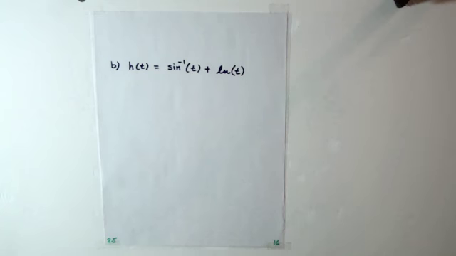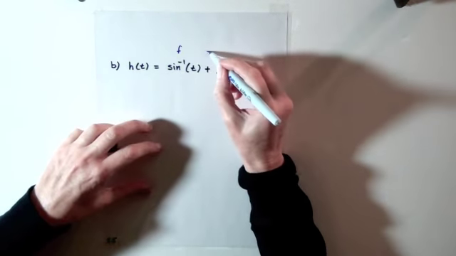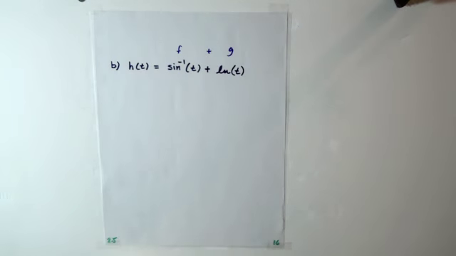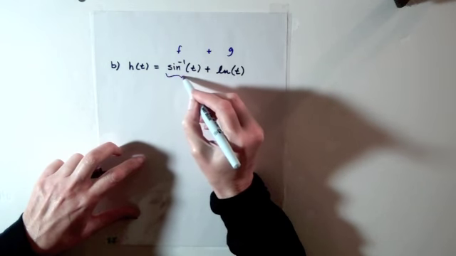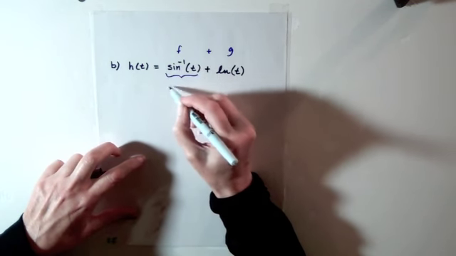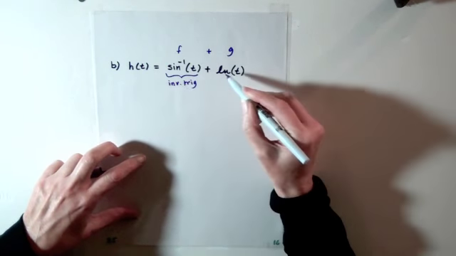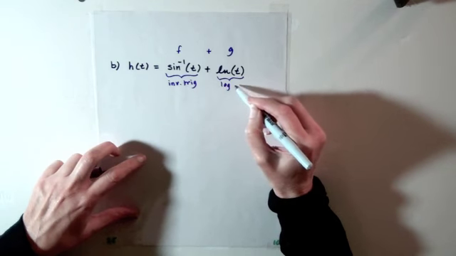And so here I really have the sum of two functions. So I have some function f plus some function g. And I'm asked to determine where f plus g is continuous, the values of t that make that continuous. And each of these functions, f and g individually, are of a type that we've talked about before. Inverse sine of t, of course, is an inverse trig function. And ln of t is a log function.